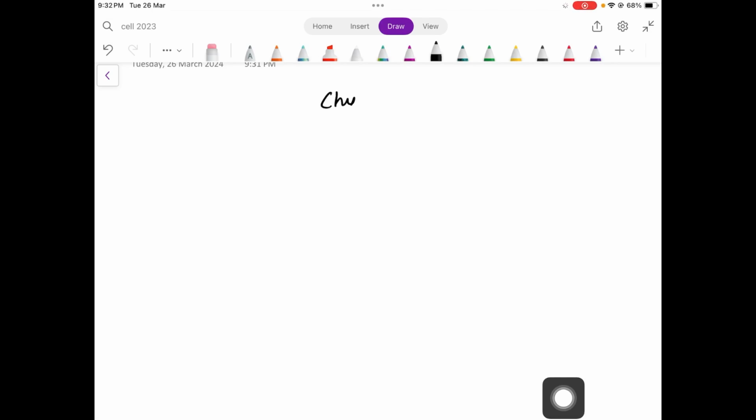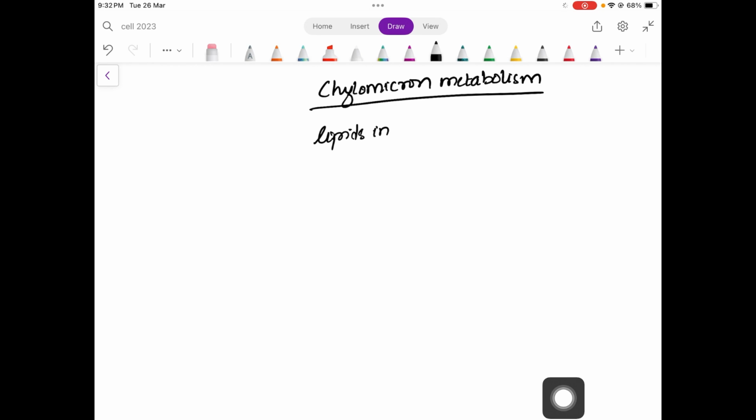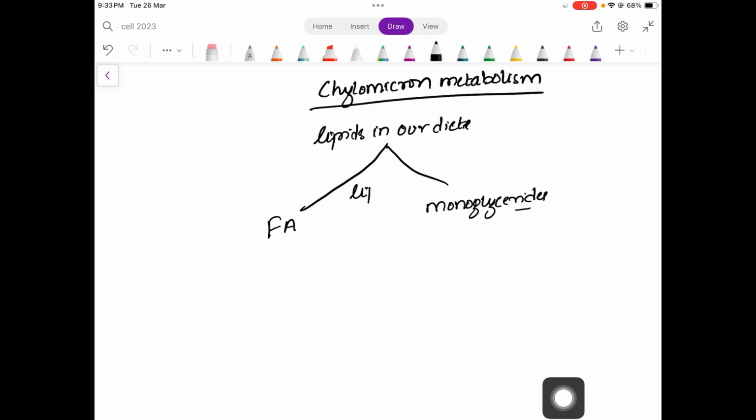In this class, we'll discuss chylomicron metabolism. This chylomicron metabolism is very important for the transport of exogenous lipids, exogenous triacylglycerols. We take lipids in our diet, and these lipids are broken down into fatty acids and monoglycerides. This breakdown is done with the help of an enzyme called pancreatic lipase.